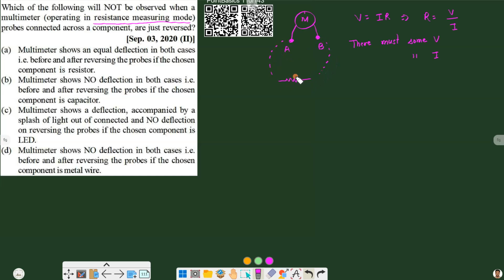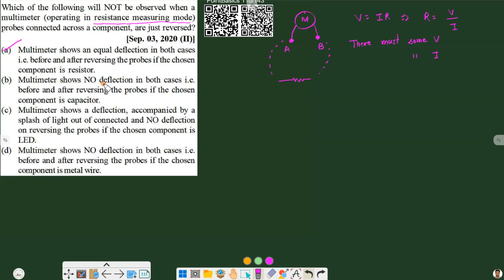and even if we reverse this resistance like this, the value on the multimeter scale or display will not change, as a resistor is not an active component, it is a passive component, and it does not have any positive or negative terminals. So deflection will not change, and option A is right. It is okay, this will happen.